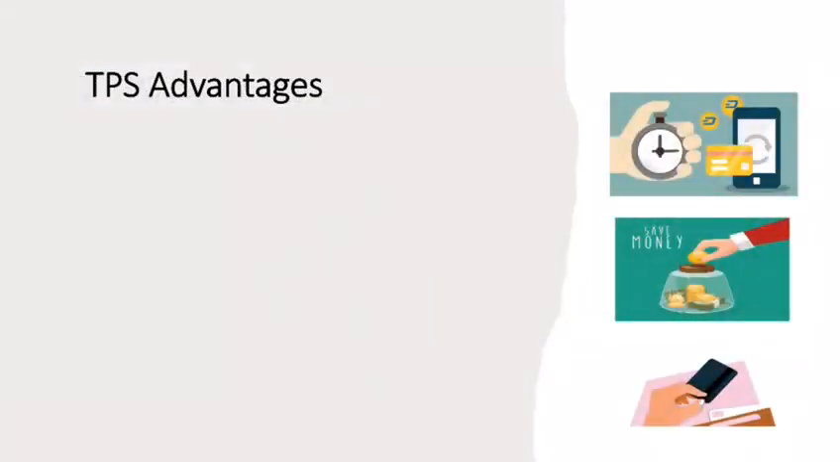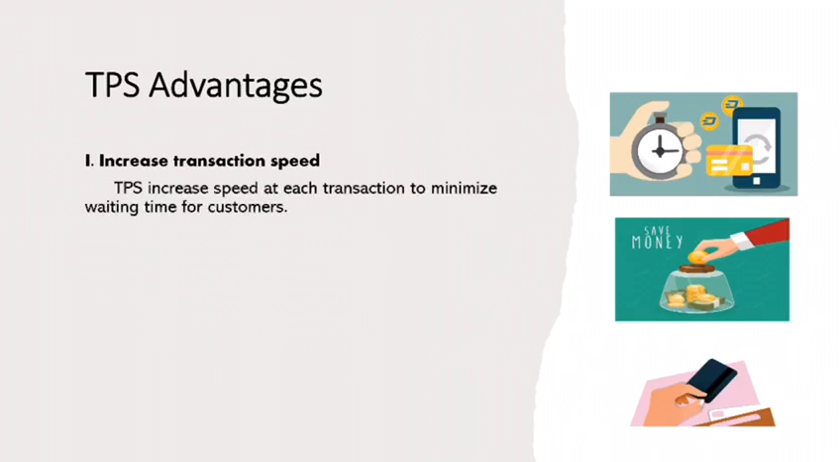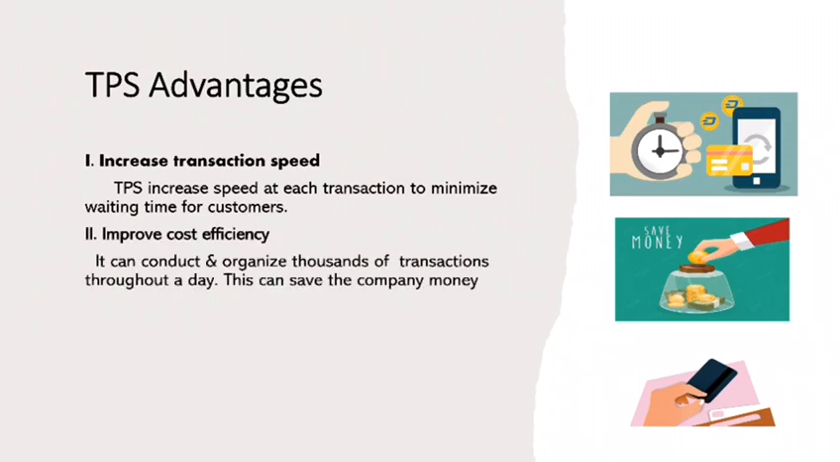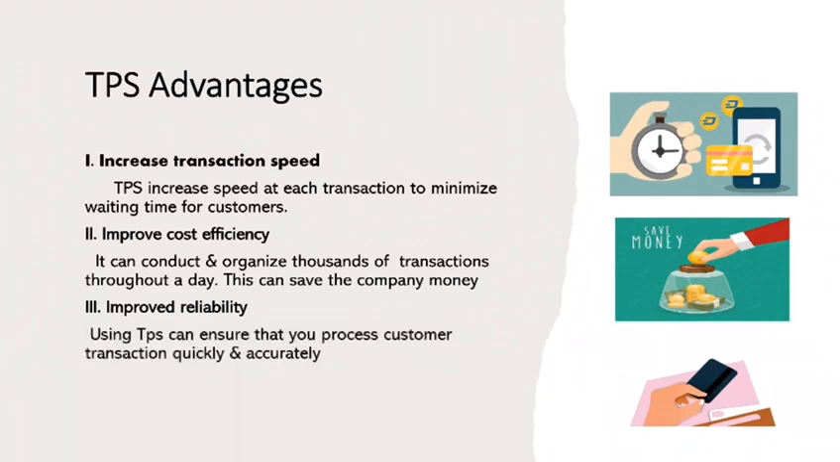And finally, we are going to mention some of the TPS advantages. First, TPS can increase transaction speed by minimizing waiting time for customers. Second, TPS can improve cost efficiency. TPS can conduct and organize thousands of transactions, which leads to saving the company's money by reducing the need to operate more than one system to meet the demands. Third, TPS can improve reliability. It can ensure that customers process transactions quickly and accurately.